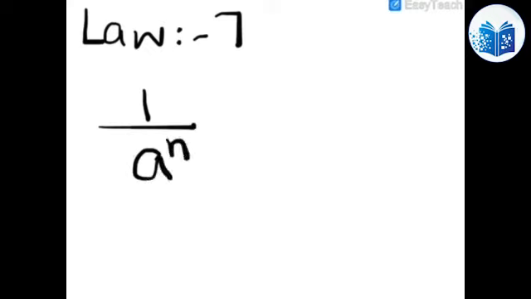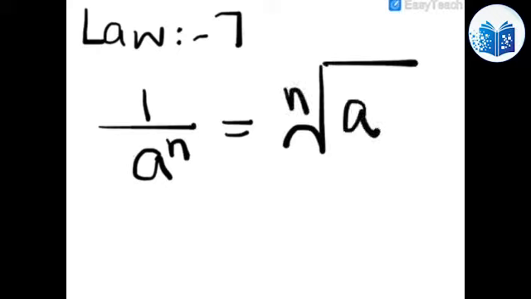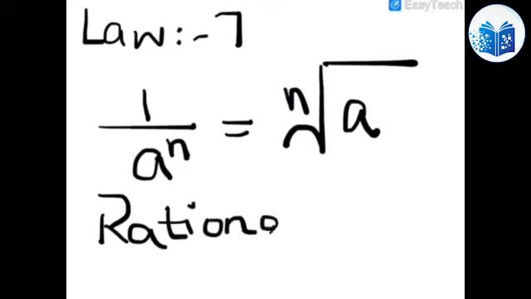Law number 7 is that 1 over base power index is equal to, again, the radical sign n of a. Okay, this is actually the rational indices. We also call this law number 7 rational indices.